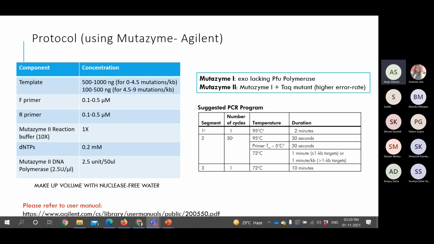1 minute if the length of the target is less than 1 kb, or if it's more than 1 kb, then you need to keep it at 1 minute per kb. And the third segment is the final extension that we do. That is also repeated just once. The number of cycles is given as 1, and it is done for 10 minutes at the end of the entire program. Okay, ma'am. Understood. Thank you.